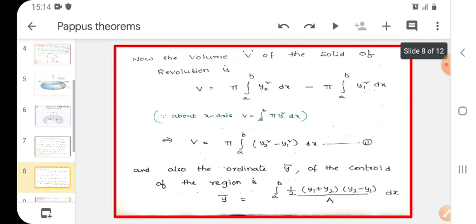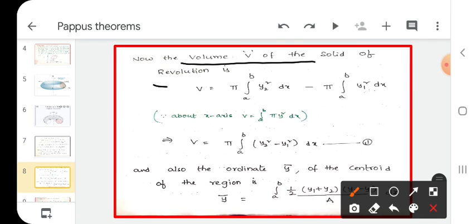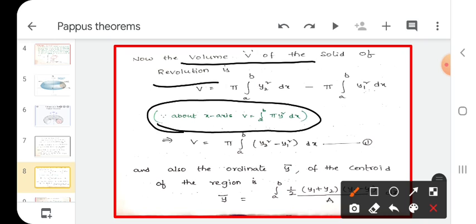Next, now I write the volume of revolution formula. Already we know those formulas. What are they? On the x-axis, what is the volume of revolution? See here, this is the formula of volume of revolution on the x-axis: V equals integral A to B pi y square dx. In volume of revolution, we discussed these formulas. Here also we have 4 formulas.